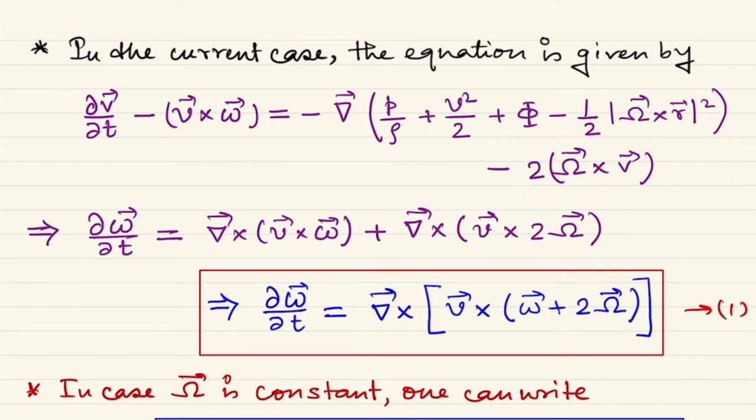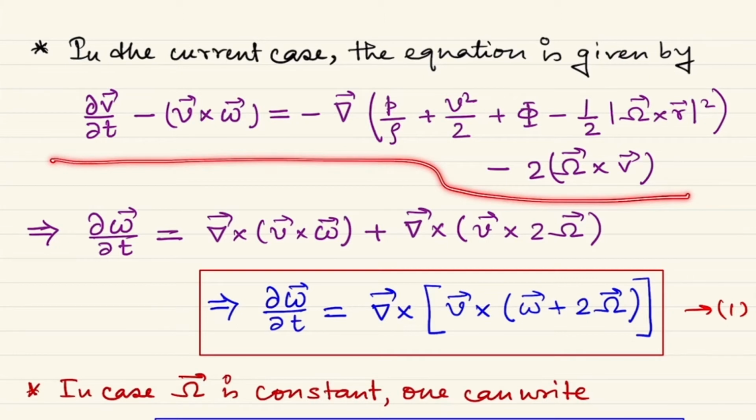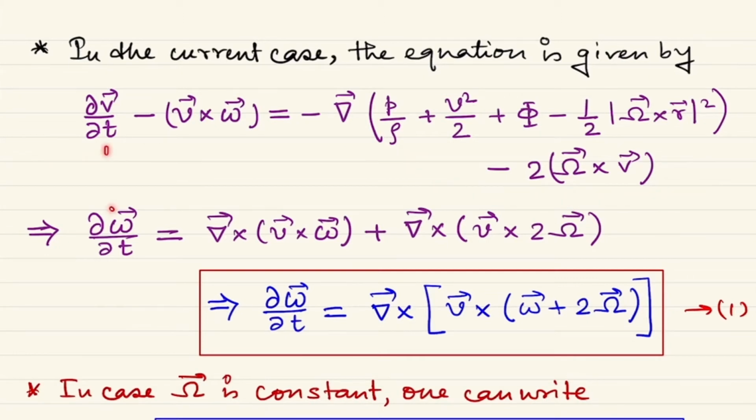But here this is non-zero, and so finally you can see that if you take the curl of the whole equation, this will give you ∂ω/∂t is equal to, so this term will be brought to the right hand side, curl of V cross ω.